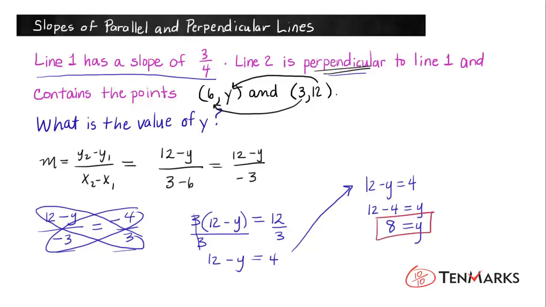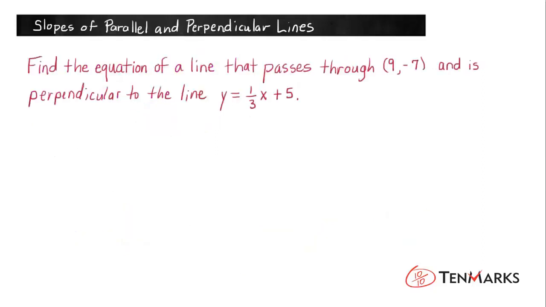Now let's take a look at a problem where we're finding the equation instead of just a missing coordinate. Find the equation of a line that passes through the point (9, negative 7), and is perpendicular to the line y equals 1/3 x plus 5. Now it's very important to notice that the equation we're finding is not the y equals 1/3 x plus 5. It's a line perpendicular to that line. So the only thing we're going to get from this equation is the slope that we need.